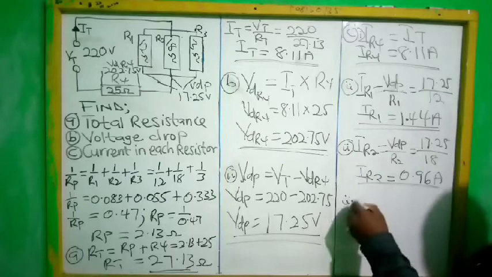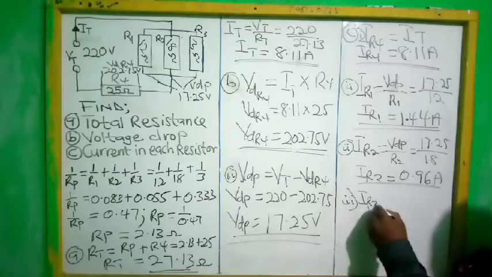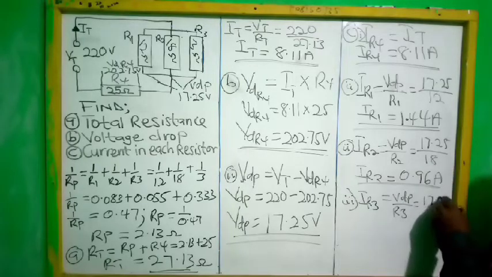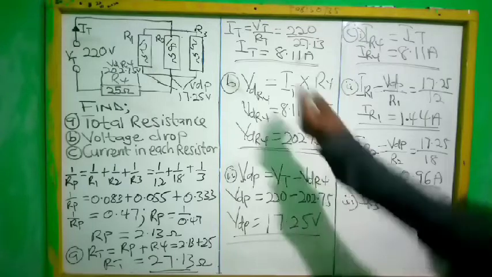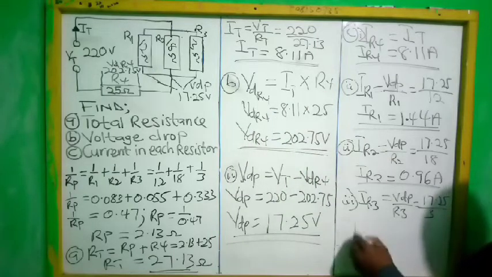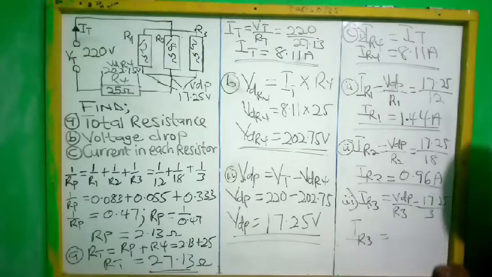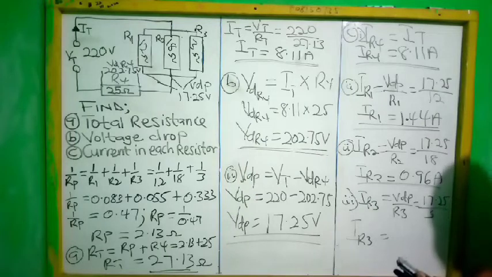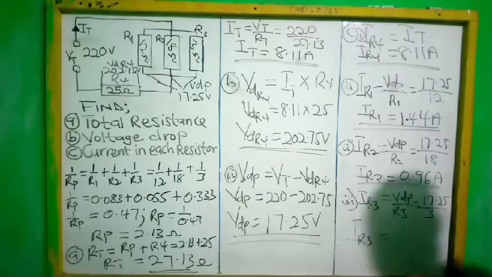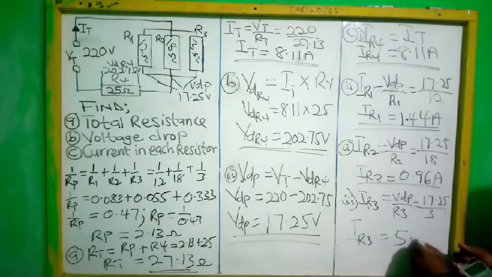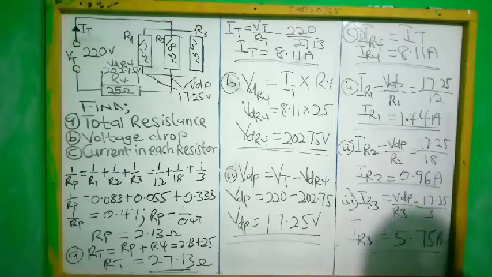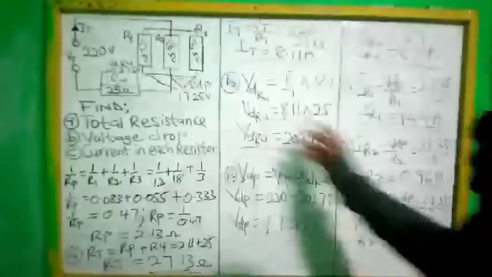So the current in R3, we say voltage drop in para over R3. Voltage drop in para is 17.25 over R3, which is 3. So current in R3 is 17.25 divided by 3, which will give us 5.75 amps. So this becomes the answer. If you are given a question in this way, this is the way we go about it.